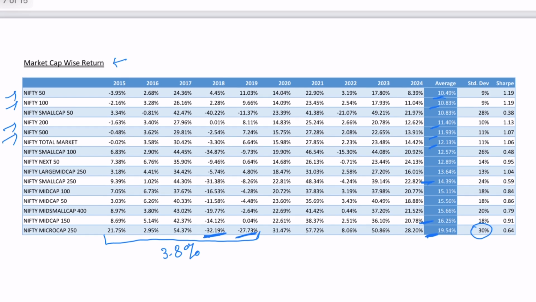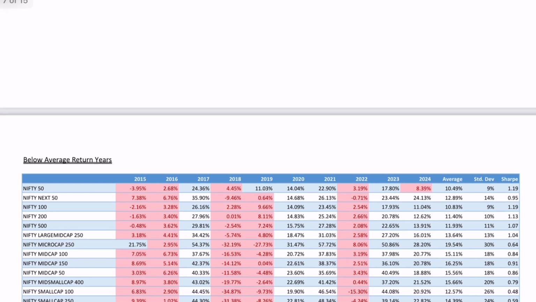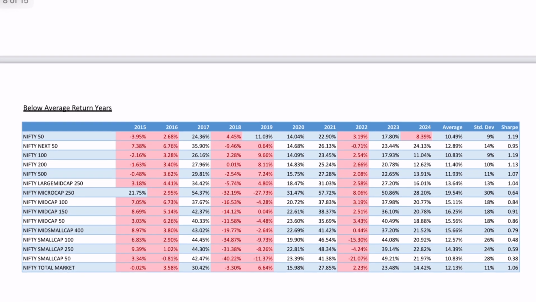So for this, this is the basic indexes, all the indexes, and the red marks below average return years. Nifty 50 has a total average of 10.49%. The years like 2024, 2022, 2018, 2016, 2015, which have lower than 10.49, are marked red. Same way for all the other indexes, which are marked red when lower than their own average.